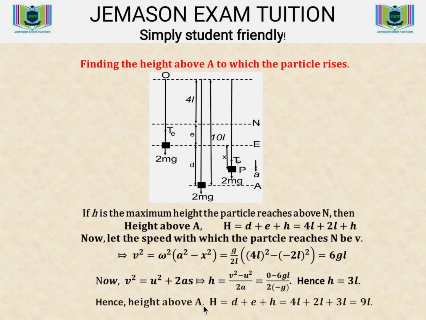Hence we can then calculate the maximum height reached above A as H equals d plus e plus h, where d is 4L and e is 2L. Then the h we have just calculated is 3L. So the maximum height reached above A is 9L.